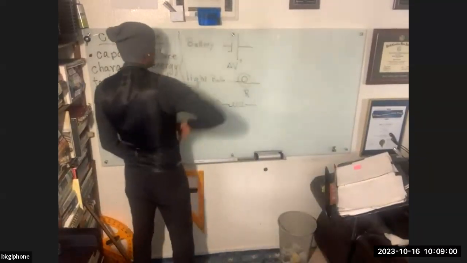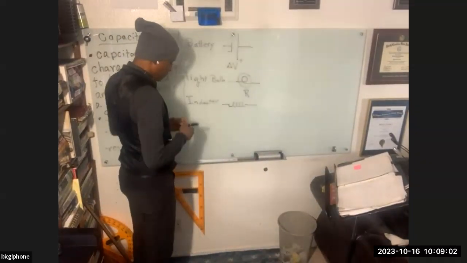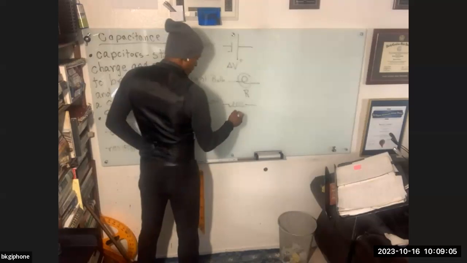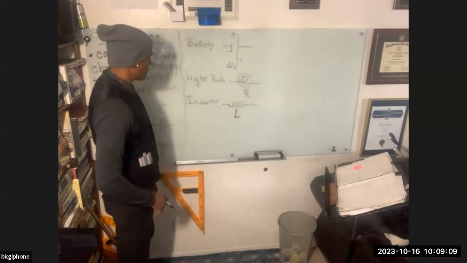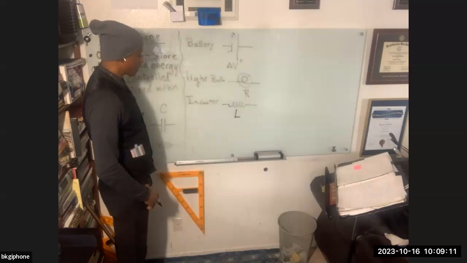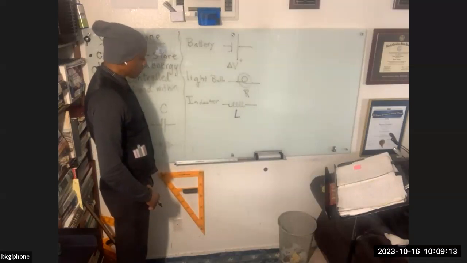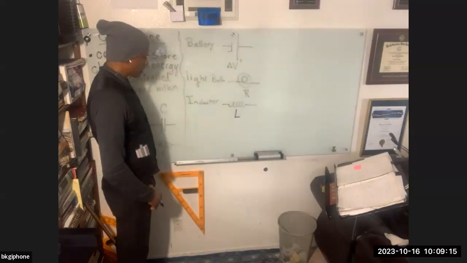L is what Halliday and Resnick uses, and that's generally what I use as well. It kind of throws you off because it's just some arbitrary symbol. We couldn't use I because I could be confused with current. So L is used for the symbol for inductance, and it doesn't have anything to do with the spelling.